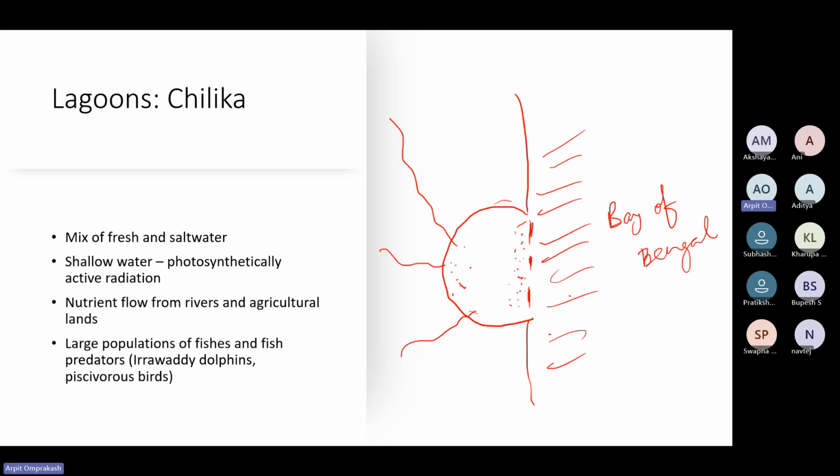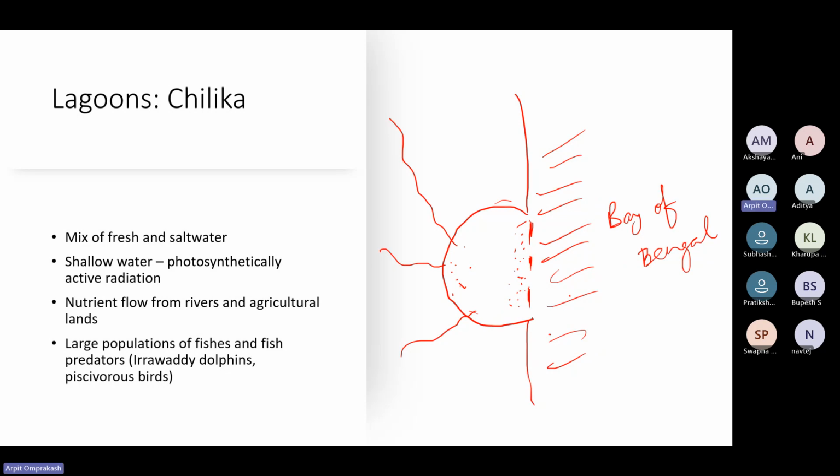Generally they support large populations of fishes, and because there are fishes, we have predators of fish such as the Irrawaddy dolphins or the piscivorous birds that are found here. We also have a lot of other water fauna such as shrimps and other crustaceans.